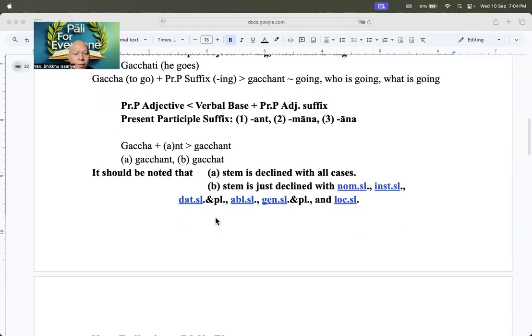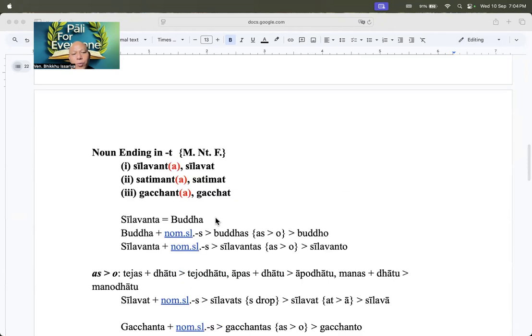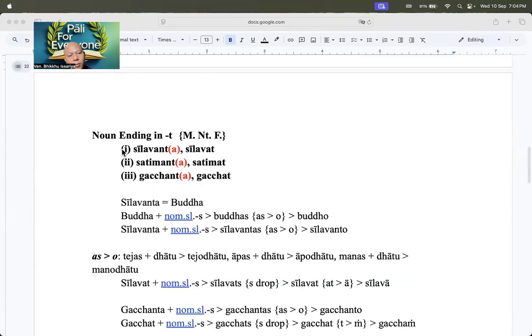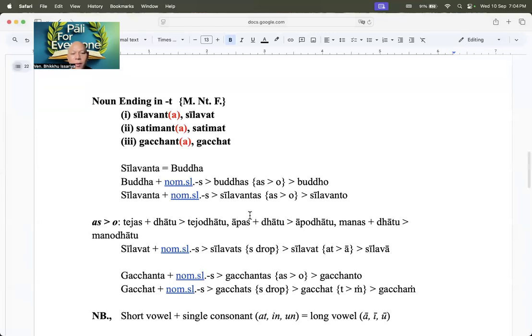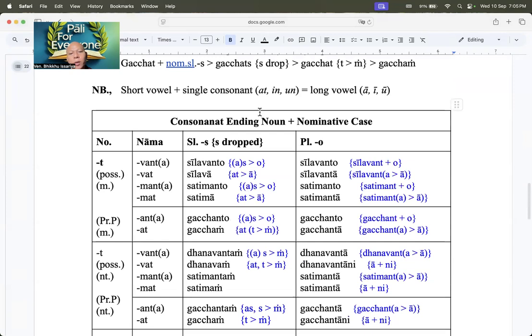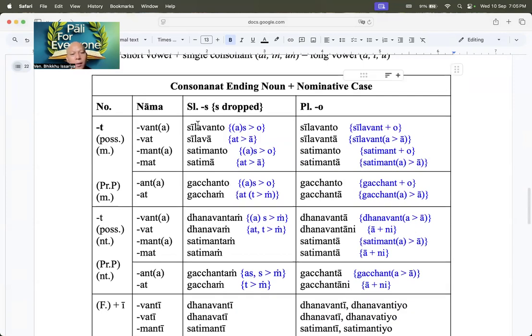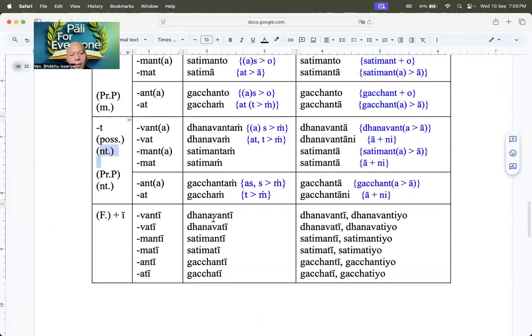So last time we learned those nouns ending in the 'ta'. Three kinds: silavant, sedimant, and gacchant. Silavant and sedimant are possessive adjectives, but gacchant is a present participle adjective. With the nominative case, we have already learned the masculine gender and the neuter gender also. Now we will learn the feminine gender.